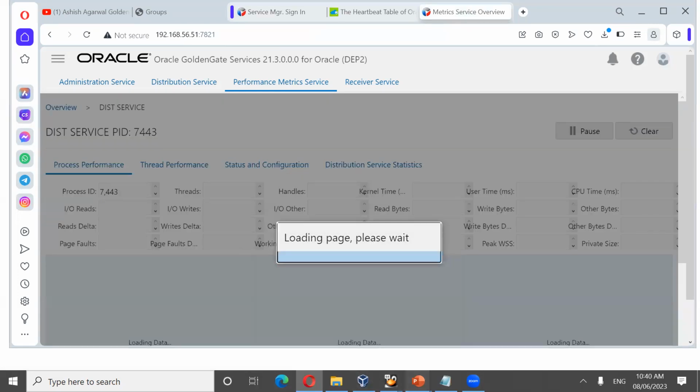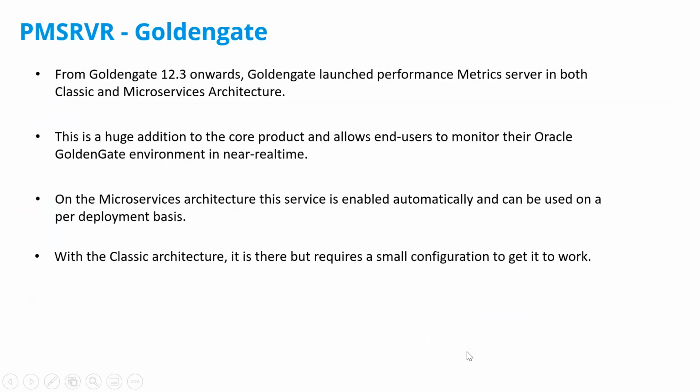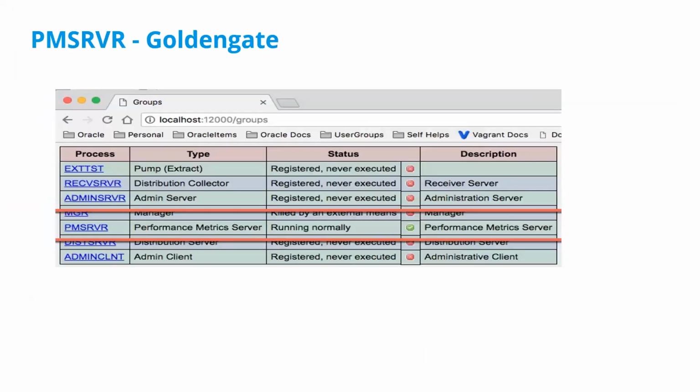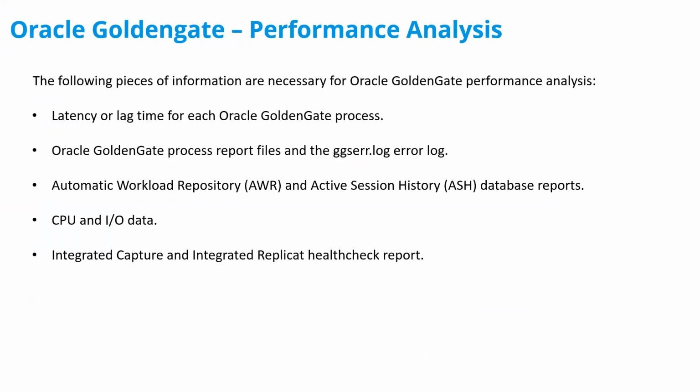So the performance metric server is a huge addition to the Oracle GoldenGate environment, which allows end users to monitor their Oracle GoldenGate environment in real time. This is how it looks in classic architecture. The following pieces of information are necessary for Oracle GoldenGate performance analysis: latency or lag time for each process, extract, pump, replicat, then Oracle GoldenGate report files.